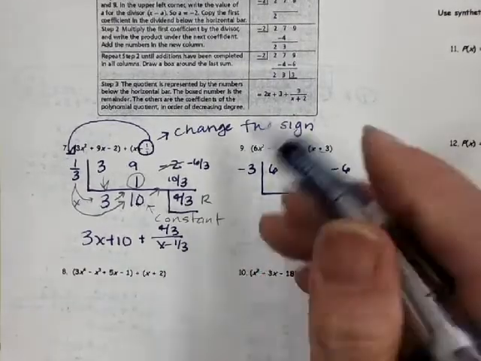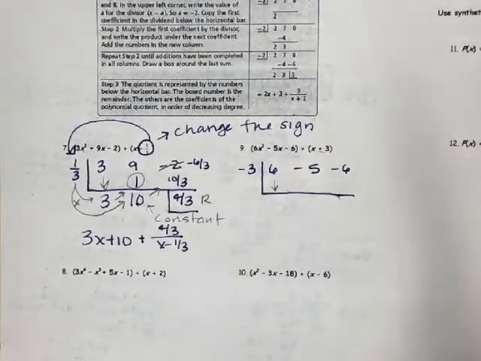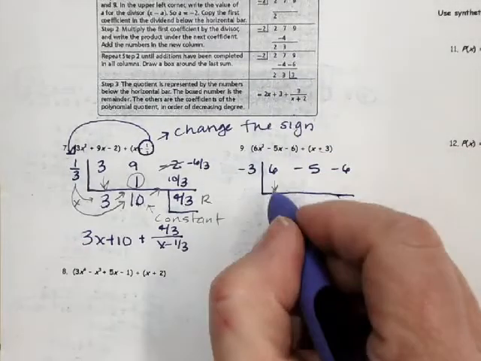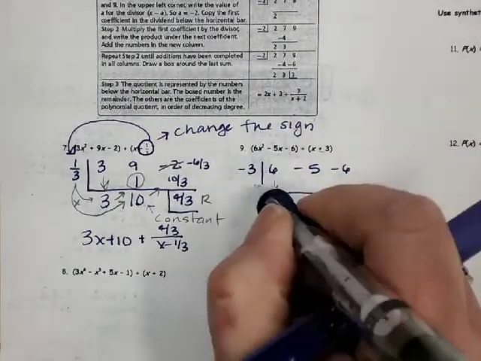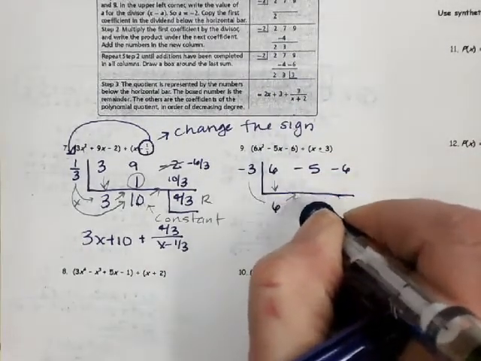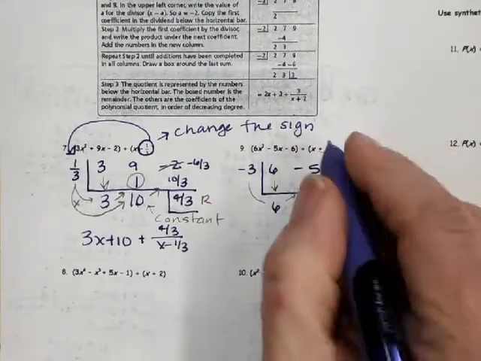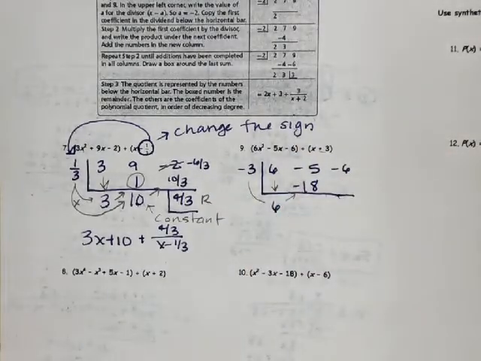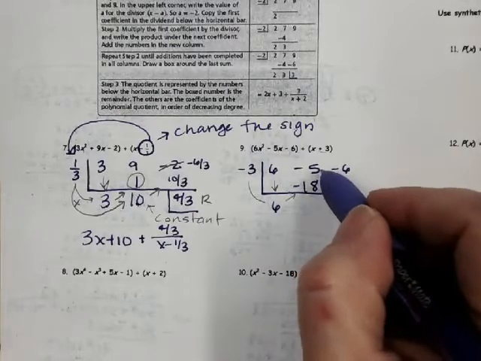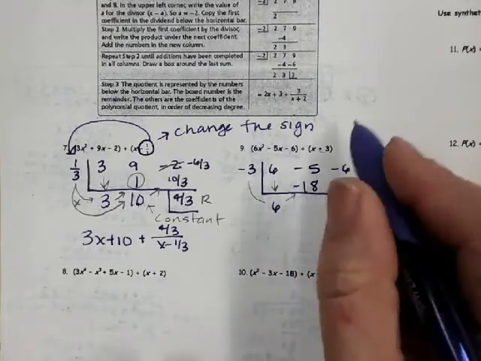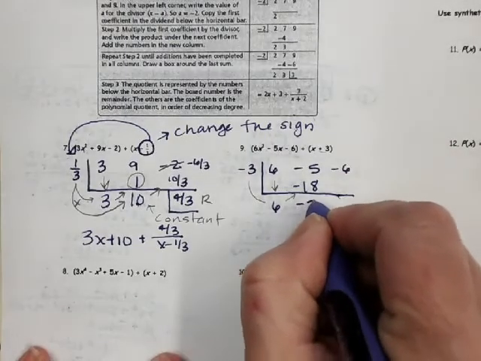Every time, the first number, it doesn't matter what it is, just slides down. And then I start the process. I multiply and put it here. Negative 3 times 6 is negative 18. And then I combine negative 5 and negative 18. That gives me negative 23.